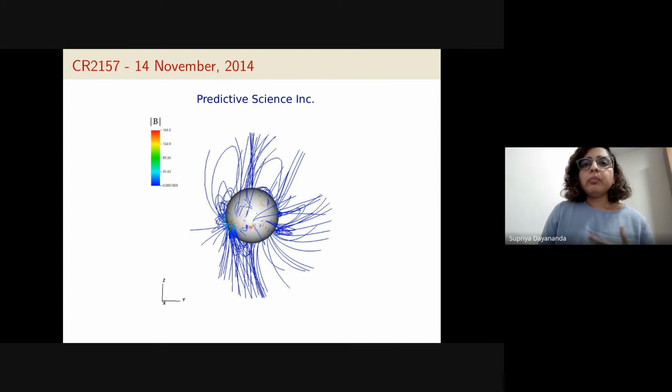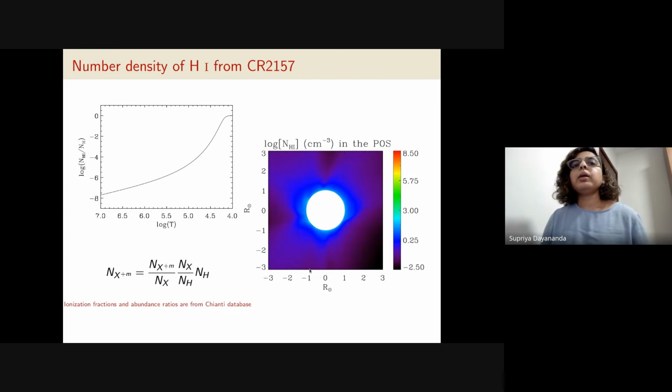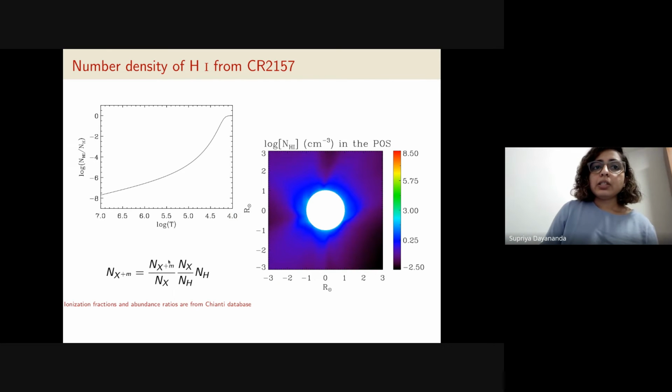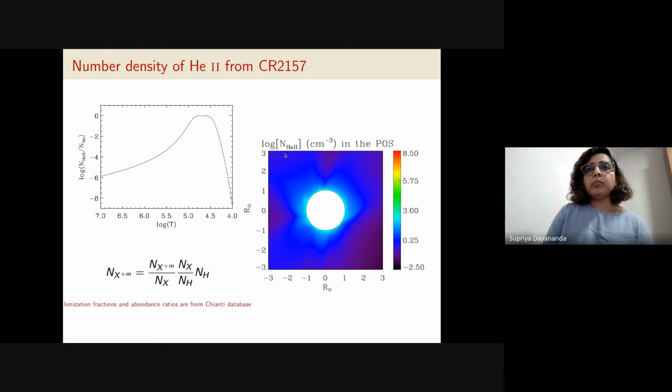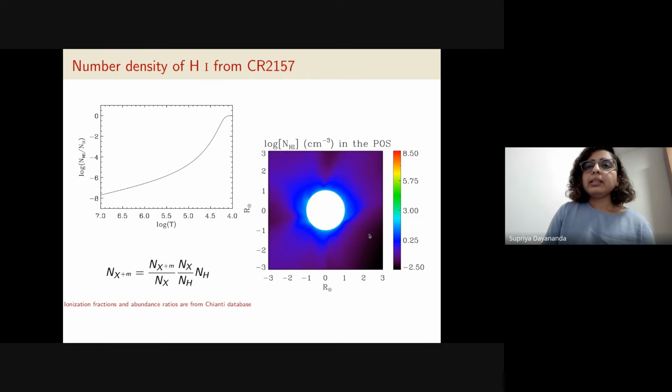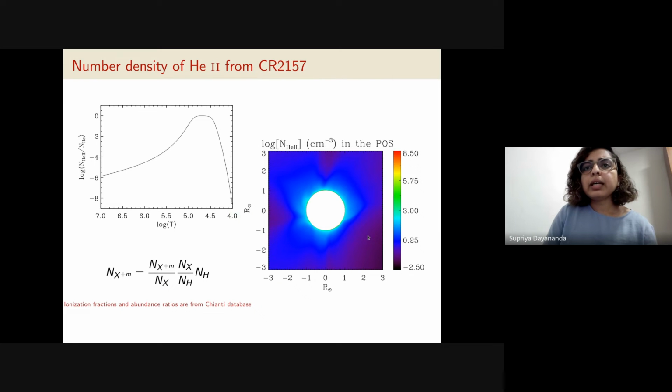Okay, before we moved on to the computations, first we calculated the number densities of both hydrogen-1 and helium-2 for these coronal conditions that the model is providing using the ionization fractions and abundances from Chianti. So this is how the number densities of hydrogen-1 look like. And if you look at the helium-2 number densities, this is how it is. I'll just toggle between these slides to show the kind of variation of both the number densities of hydrogen-1 and helium-2.